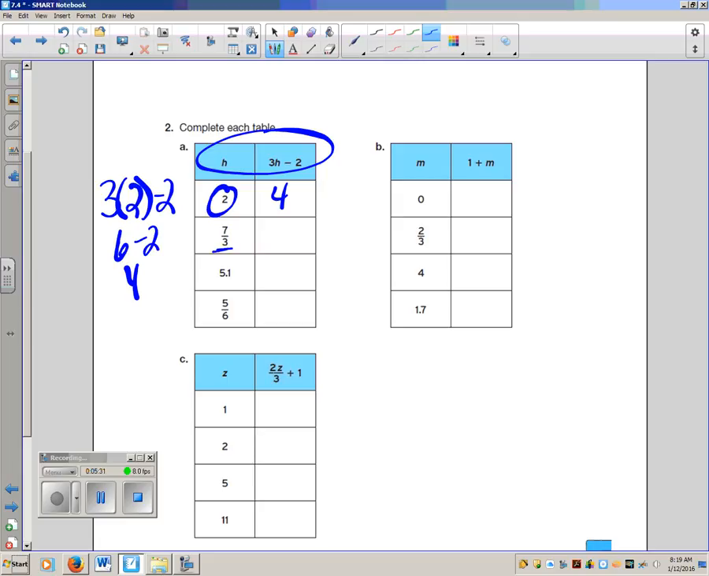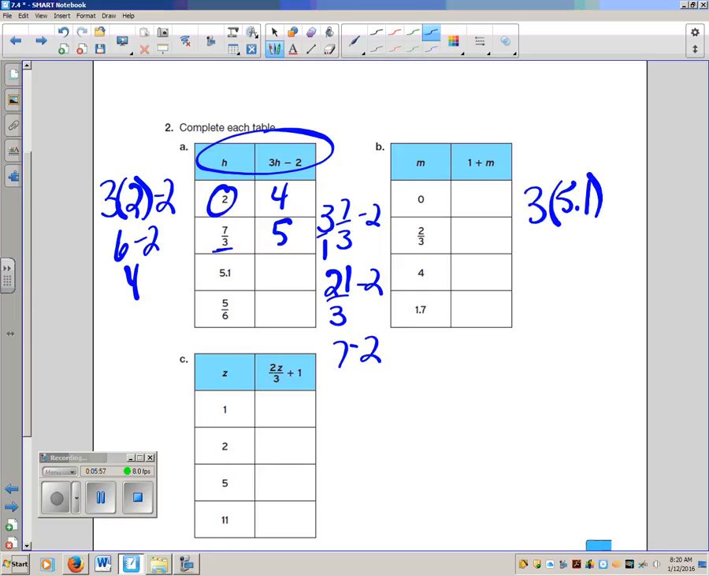Now, H is 7/3. 3 times 7/3 minus 2. Put the 1 there if that helps. 21 over 3 minus 2. 7 minus 2 is 5. 5.1, 3 times 5.1 minus 2. Do multiplication first. 5 1/10 times 3 is 15.3 minus 2. Take away 2, you get 13 and 3/10.